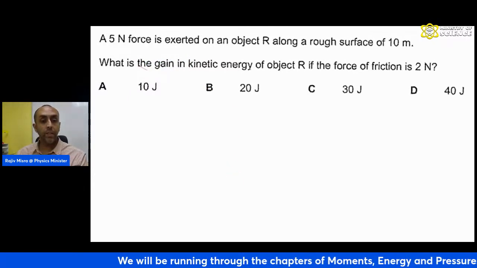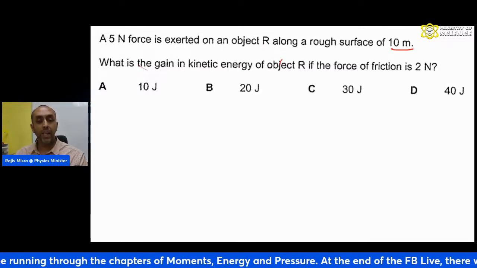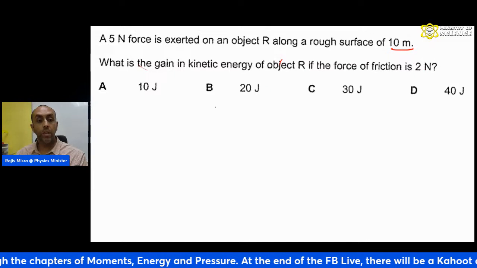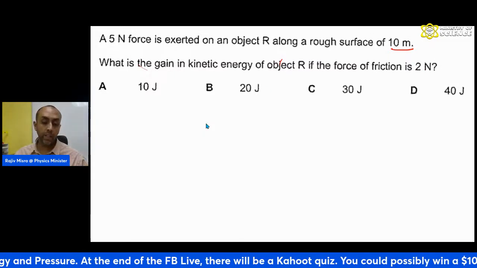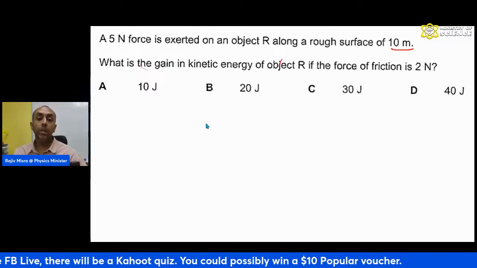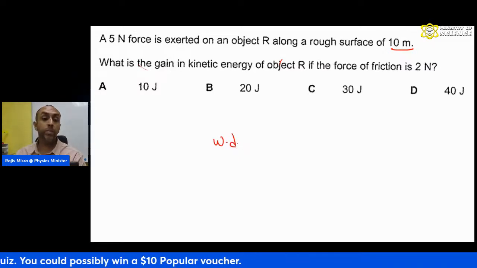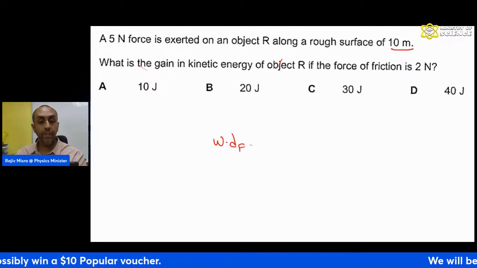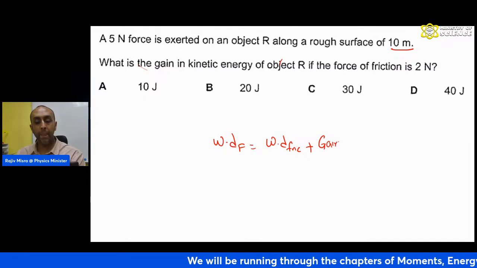A 5 Newton force is exerted on object R along a rough surface for 10 meters. What's the gain in kinetic energy if the force of friction is 2? So you have to ask yourself, okay, in this topic, one thing very important, or one thing I've always noticed, is that you do have to consider work done by what? So what's providing energy? Work done by F. What's taking energy is work done against friction plus gain in KE.